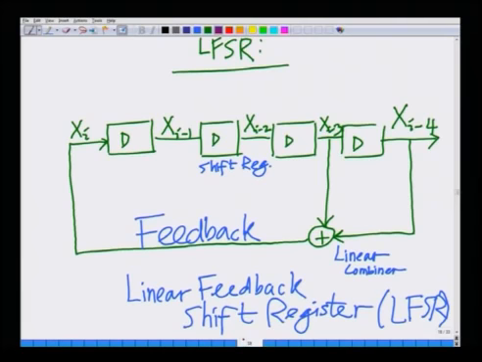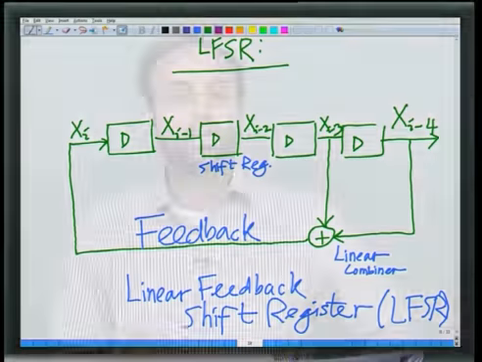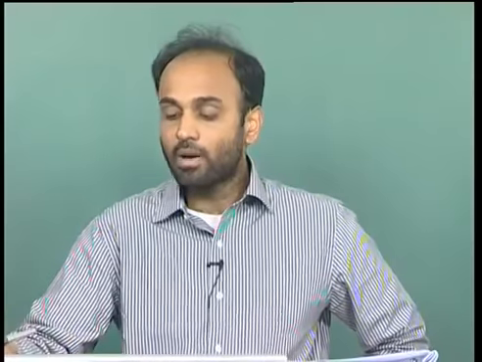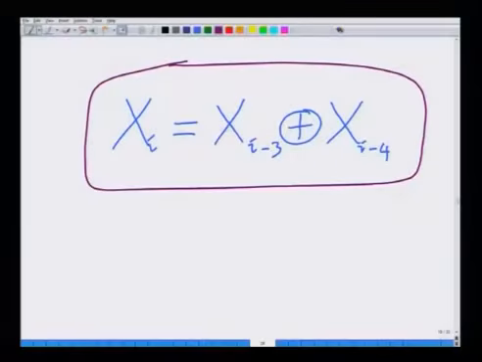The key equation in this linear feedback shift register architecture is the combining in the feedback path, and we are saying that xi is generated as xi minus 3 combined with xi minus 4. So the equation of the feedback register is xi equals xi minus 3 XOR with xi minus 4.